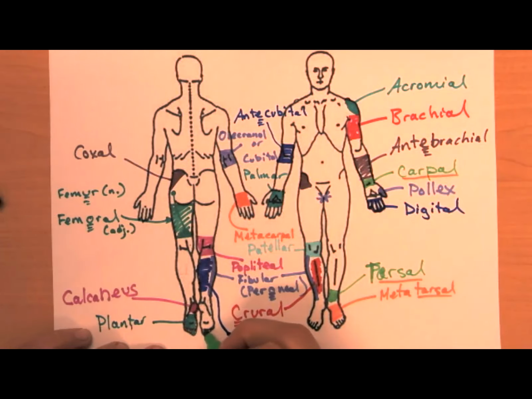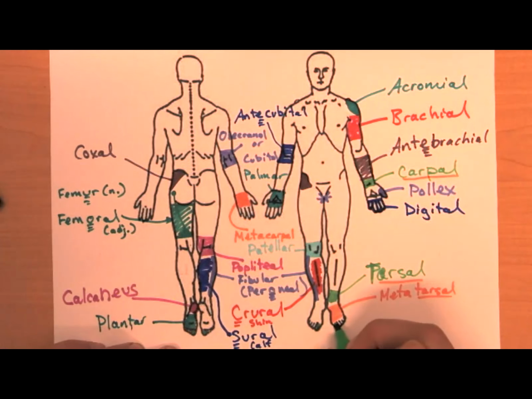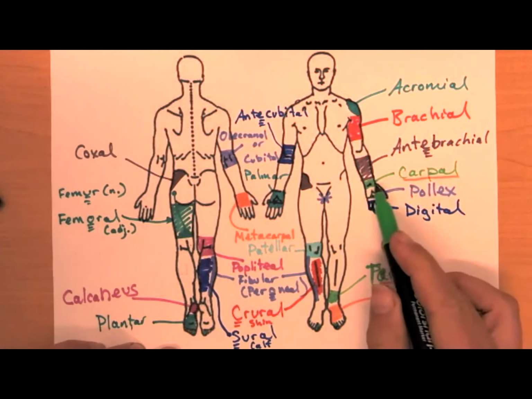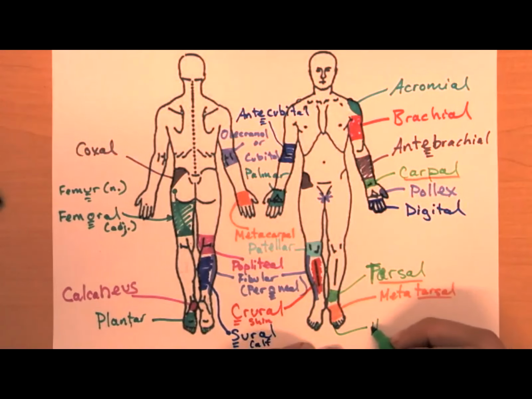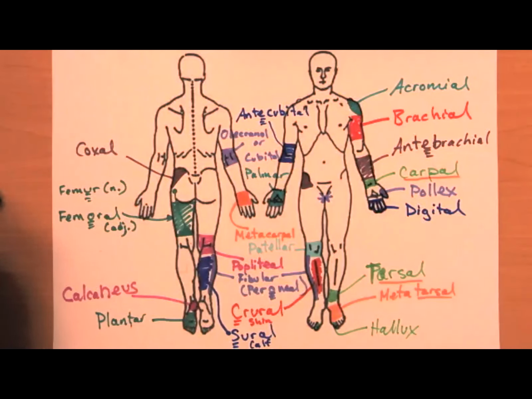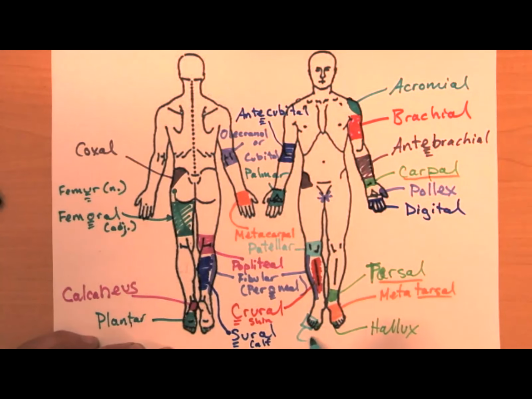Just the big toe. All right, thumb has a special name. Big toe has a special name, hallux. And finally, just like in the hands, the toes are also called digital. Wow, that is not very different. So just the toes, digital.